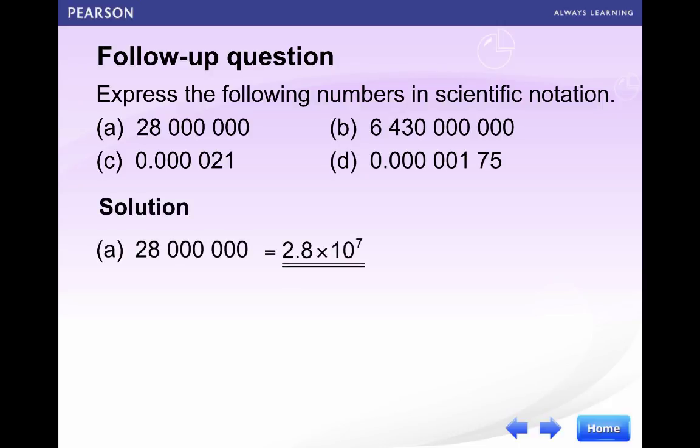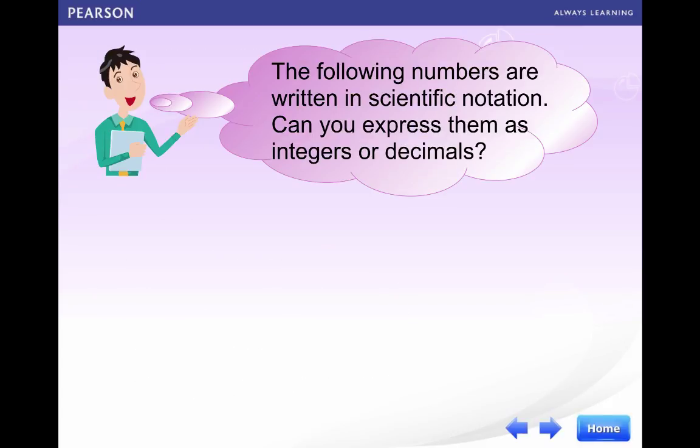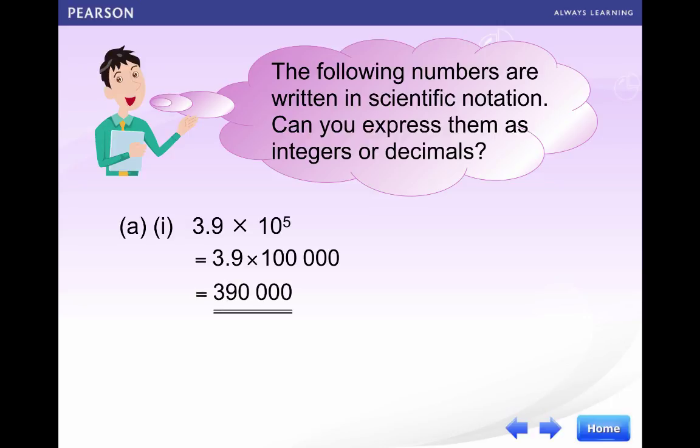Okay, now we try to express numbers in scientific notation back to the original number. So remember the method that you used. For 3.9 times 10 to the power 5, back to the original number, it will be 390,000, because you move 5 decimal places.